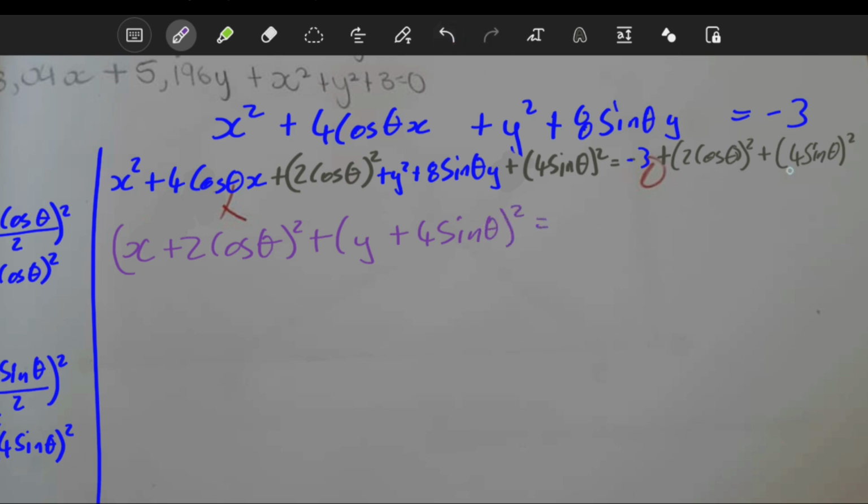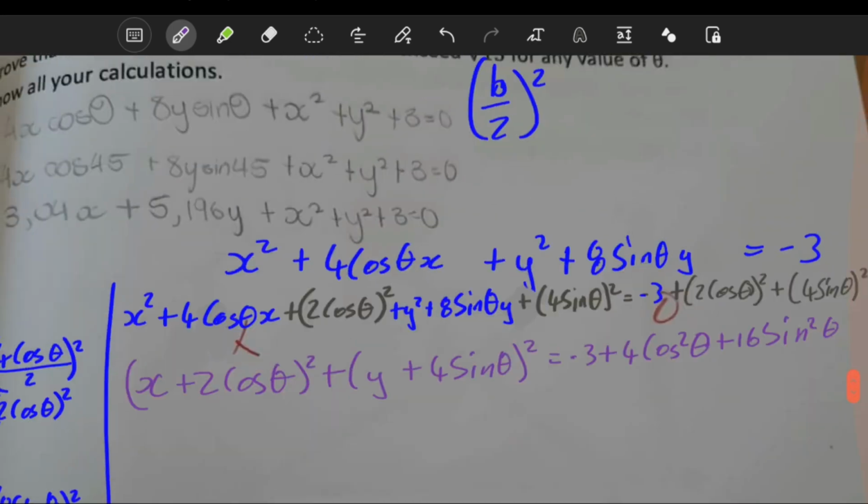And then on the other side, you're basically just going to have this whole thing. You don't have to, this you can just simplify. It's going to be -3. 2 squared is going to give you a 4. Then your 4 squared, I mean cos squared here. And then 4 squared is going to give you a 16. And then you have sine squared over there.